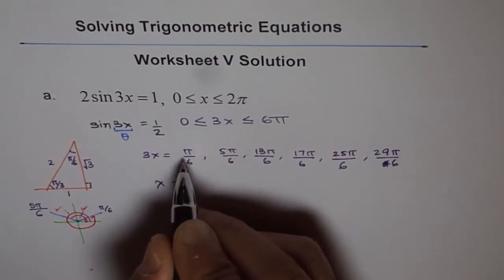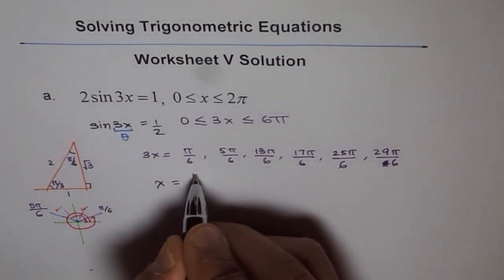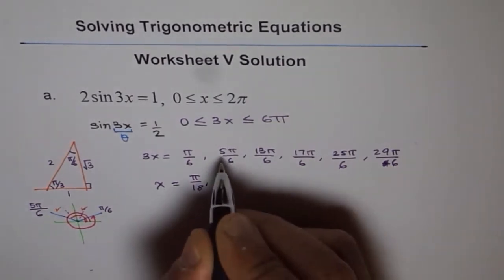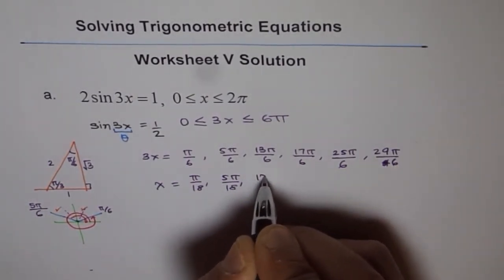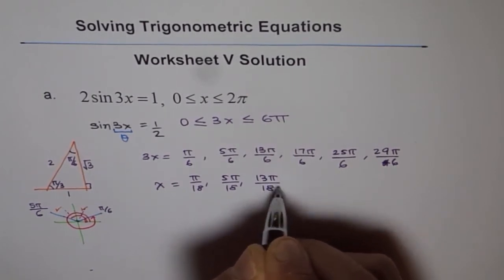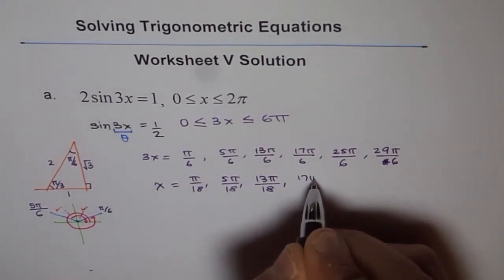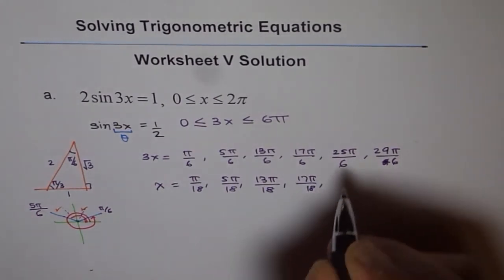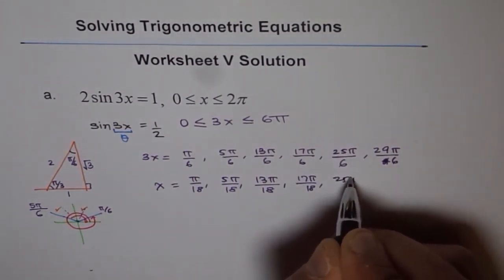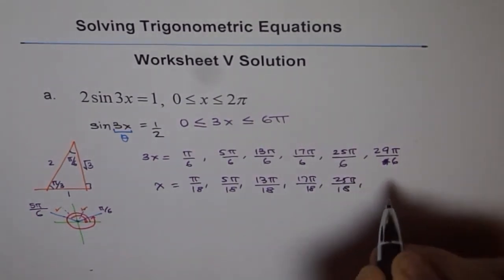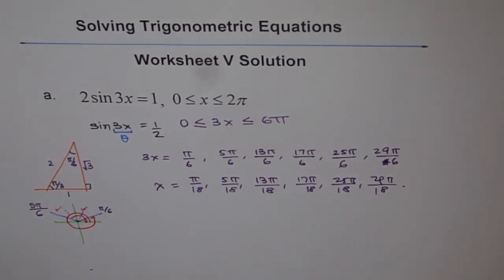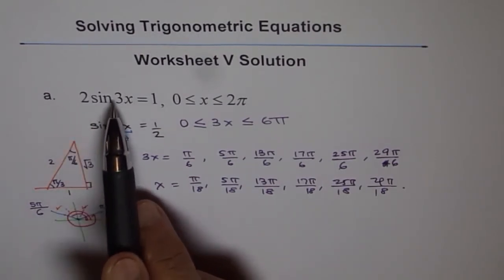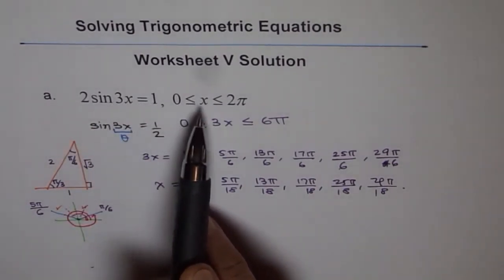x is equal to, divide them by 3. So you get pi by 18, 5 pi by 18, 13 pi by 18, 17 pi by 18, 25 pi by 18, and 29 pi by 18. So these are the 6 solutions for our equation 2 sine 3x equals 1, where x is between 0 to 2 pi, right?